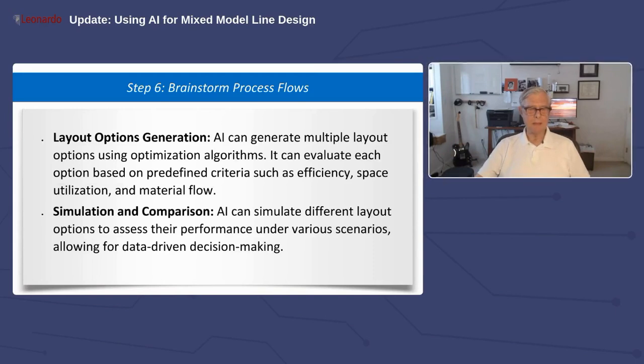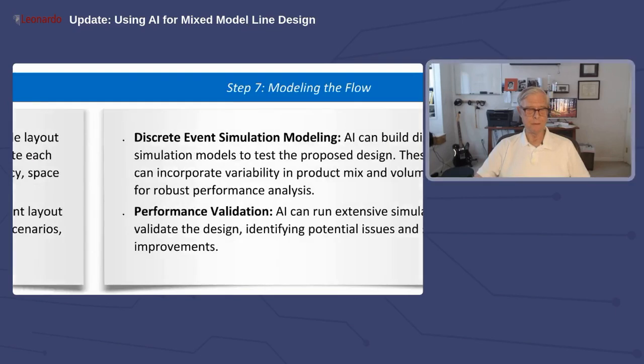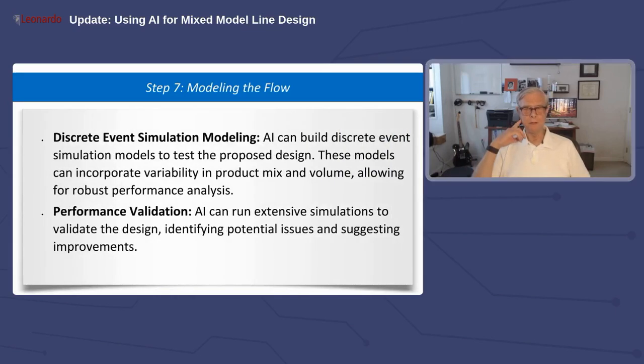And then simulation and comparison. Well, as part of this process, I would assume AI can experiment with different layout options and give us the differences, right, and the benefits of each. All right, step 7, modeling the flow. This is what I'm interested in.